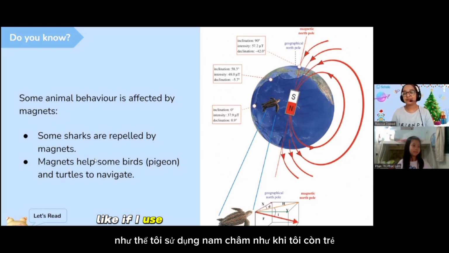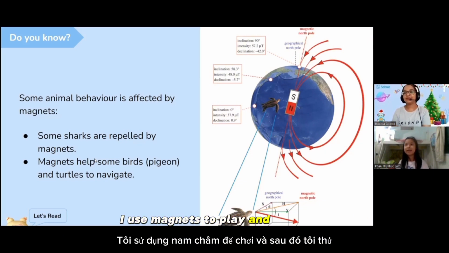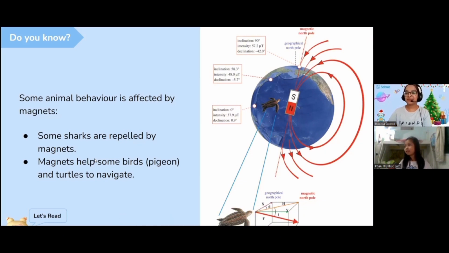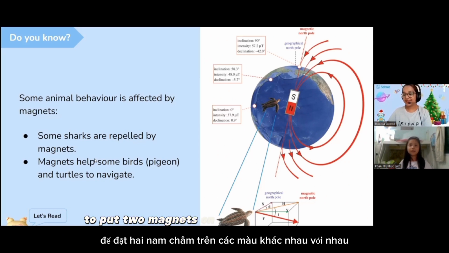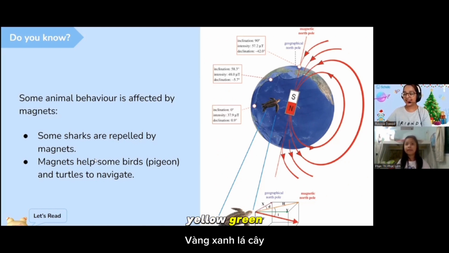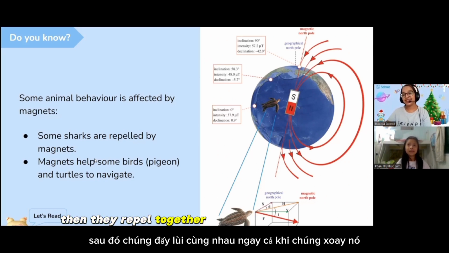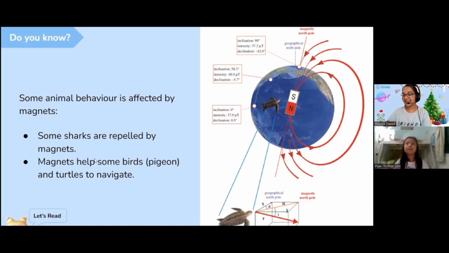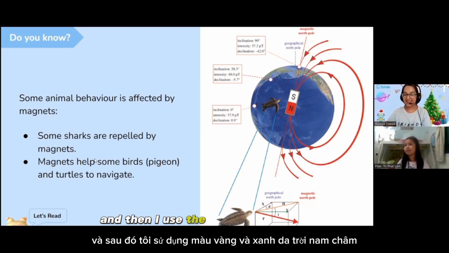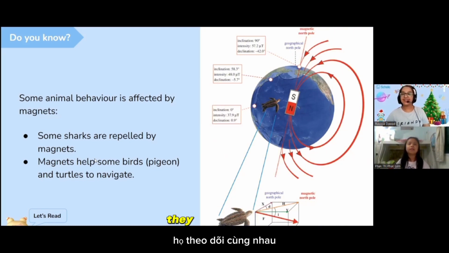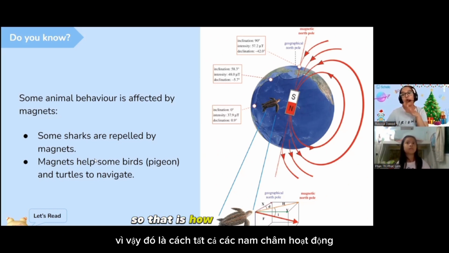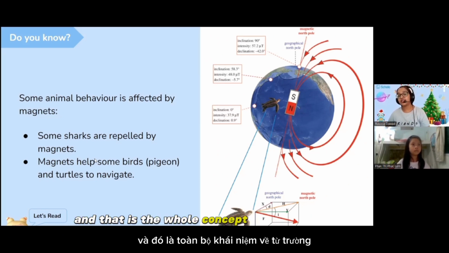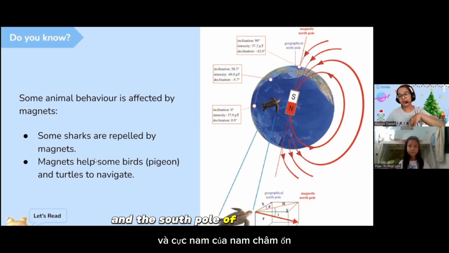Like if I use a magnet, like when I was young, I used magnets to play, and then I tried to put two magnets of different colors together, yellow, green, then they repel together even when rotated. Okay. And then I used the yellow and blue magnet. They attract together. Yes, very good. So that is how all magnets work, and that is the whole concept of the magnetic field and the North Pole and the South Pole of the magnet.